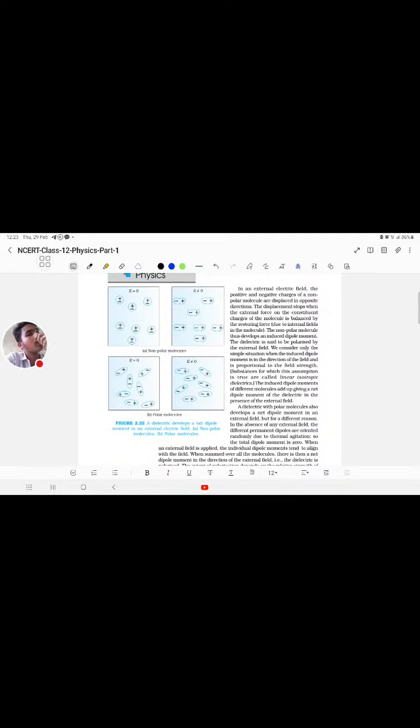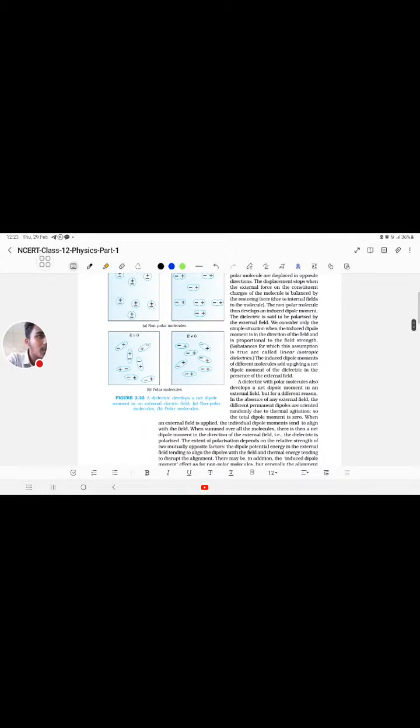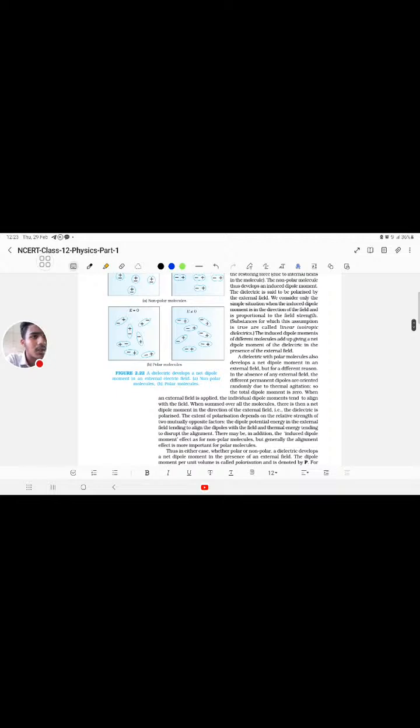Non-polar molecule basically the centers of positive and negative charges will be at the same position. So basically what will happen is that in presence of an external field, the non-polar molecule will develop an induced dipole moment because the positive and negative charges tend to separate. At the same time, there will be a restoring force acting as well. So an induced dipole moment is in the direction of the field and is proportional to the field, for substances for which this assumption is true. So induced dipole moments of the different molecules add up giving a net dipole moment of the dielectric in the external field.